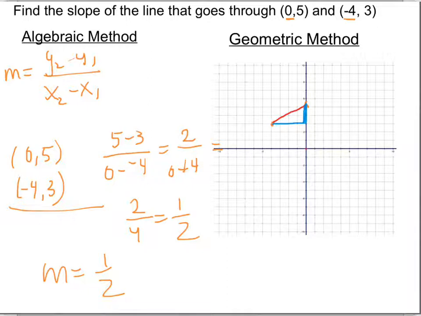The x changed from this point to this point in a positive direction, so it went 1, 2, 3, 4. It went over to the right 4, and then the y changed in a positive direction too because it went up 2. So the ratio of rise over run is 2 to 4, which is 1/2. So there's two ways you can do it: geometric and algebraic.